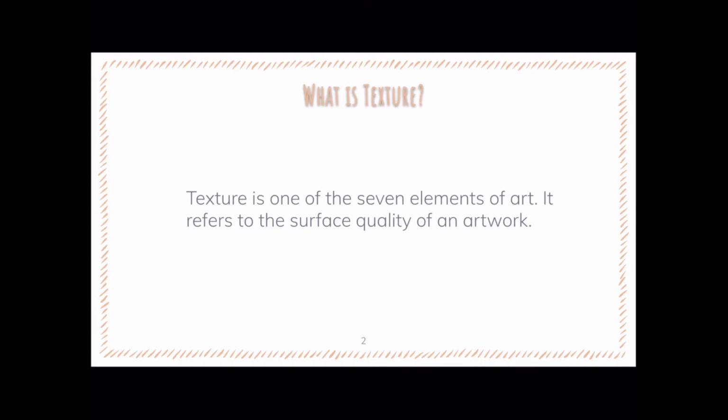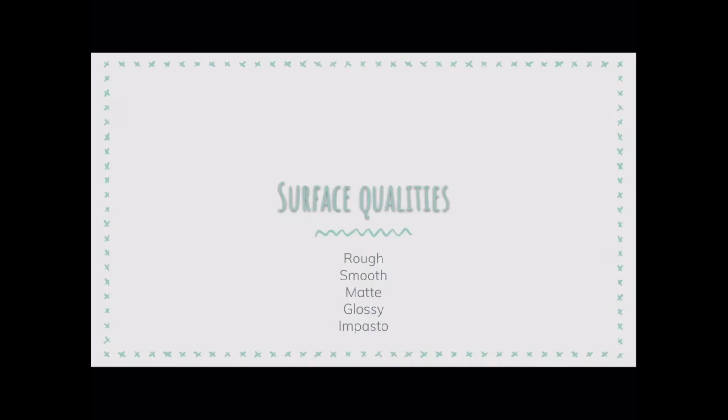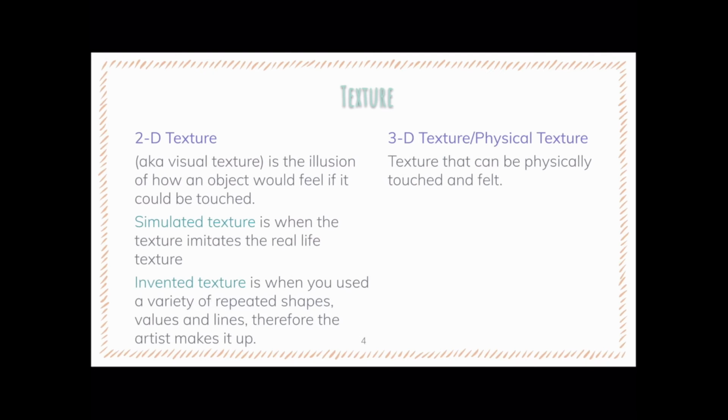So texture is one of the 7 elements of art, and it refers to the surface quality of an artwork. Now, when I say surface qualities, that just means basically what does it feel like if you were to touch it? So rough, smooth, matte, glossy, impasto. There's so many different ways that, of course, a surface can feel. Now, when we have texture, we have 2D texture and we have 3D texture.